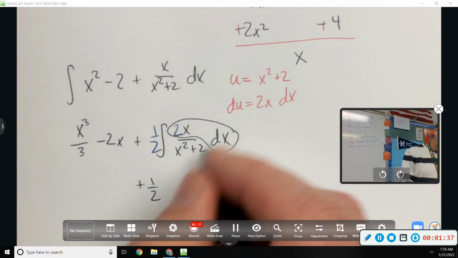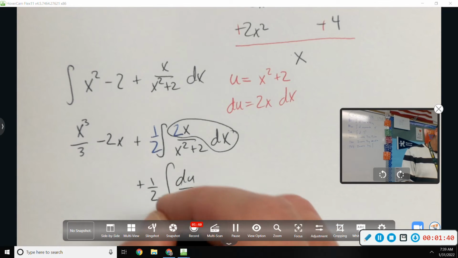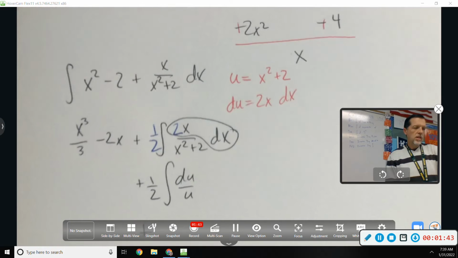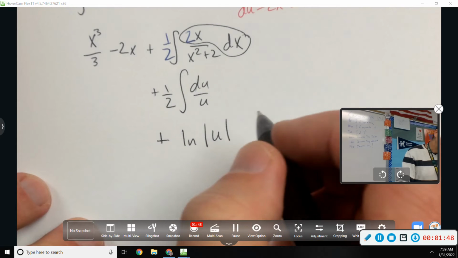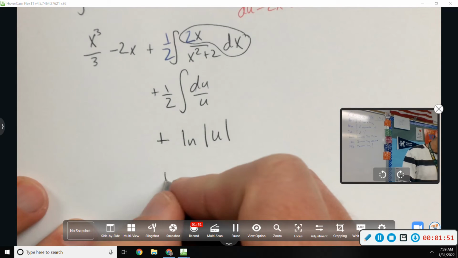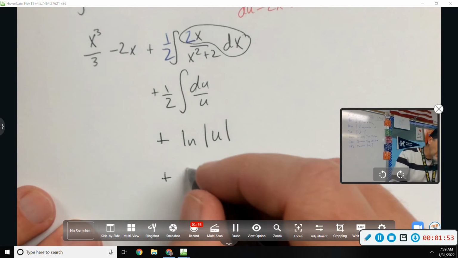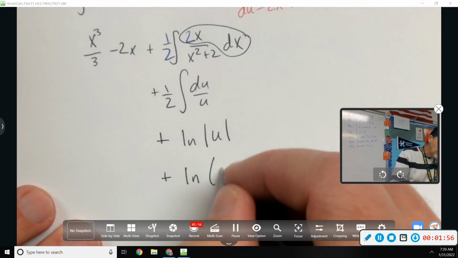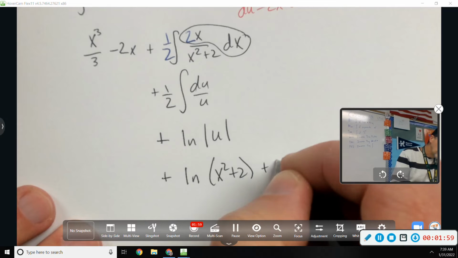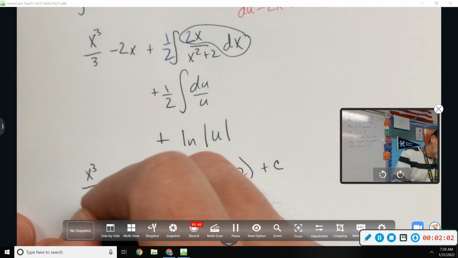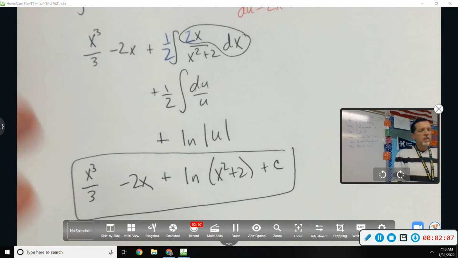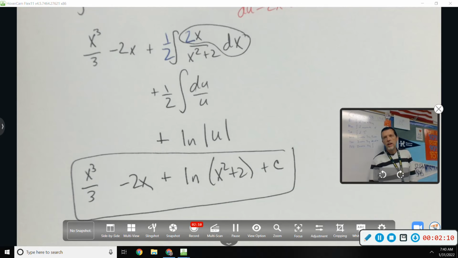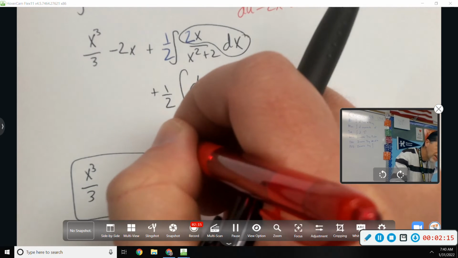So now I've got du over u, which is natural log. So natural log, absolute value of u. I don't want to forget that other stuff, but I also don't want to write it down every time. Natural log of x squared plus 2 plus c. Oh yeah, I left off the 1/2 somewhere. Thank you.